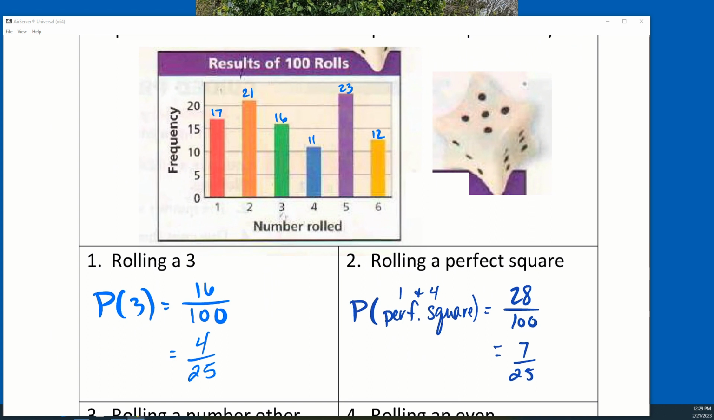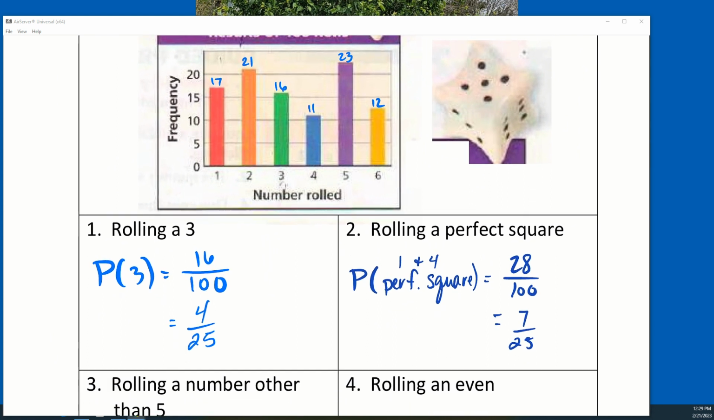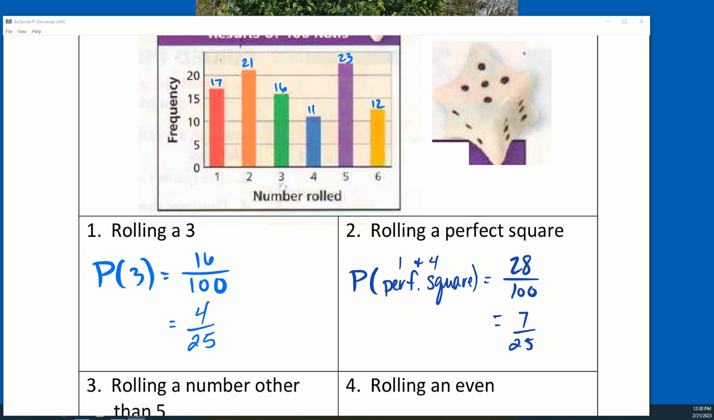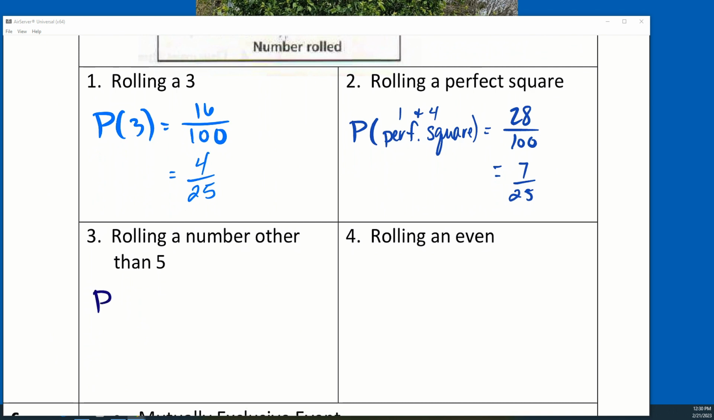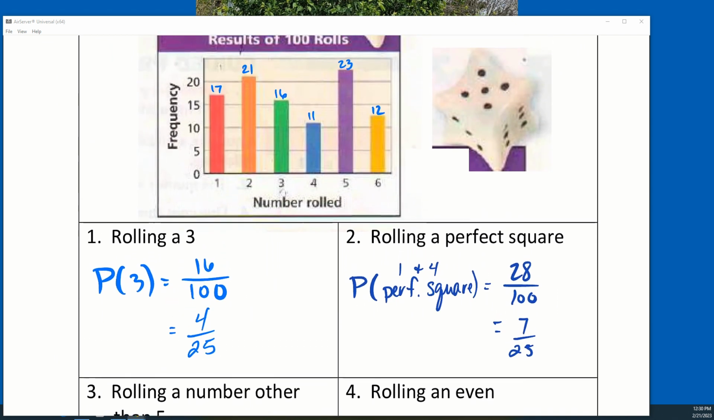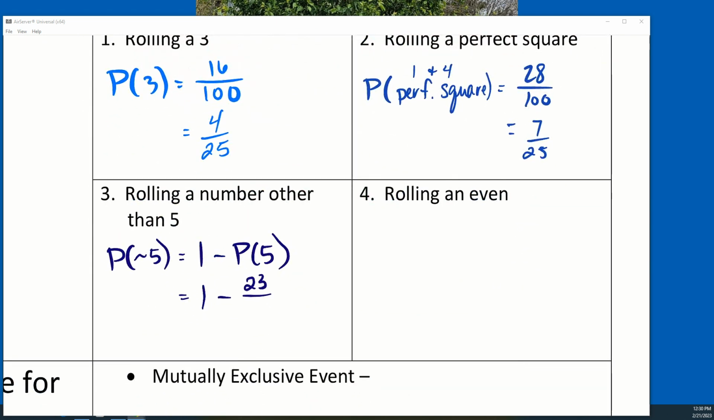All right. Number 3 is a good practice. This is something we learned on the very first day of probability that I don't think we talked about on Wednesday. But we want the probability of not getting a 5. So if you remember, not is that little curvy thing. And it's going to be 1 minus the probability of getting a 5. And if we look at our results, there were 23 times out of 100 that it landed on 5, which is going to make the probability 77 out of 100.